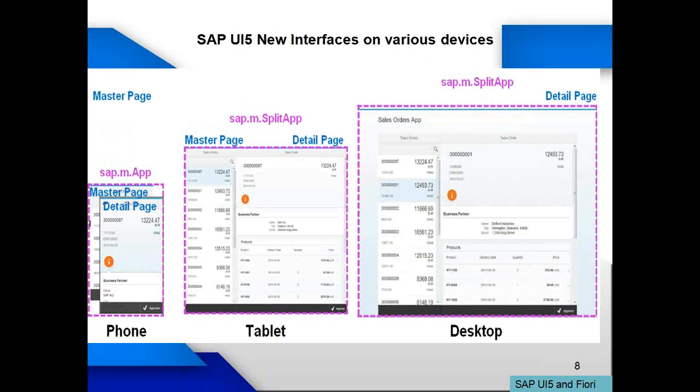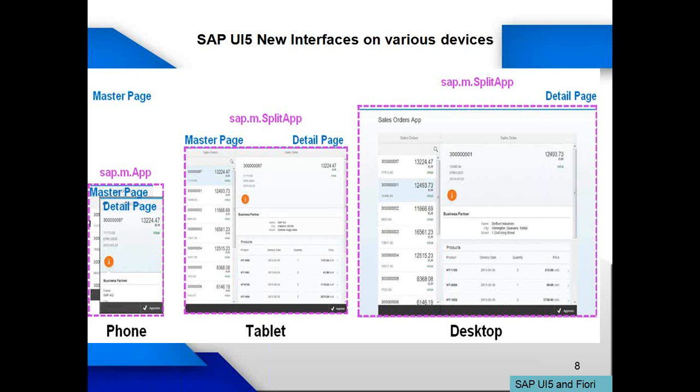On various devices, if you see, this is one of the applications, a sales order application. The same application is being accessed by three devices: one is a phone, one is a tablet, and one is a desktop. The same application is presented in a different way according to screen size. If you observe the phone, it occupies the entire screen space, so based on your user inputs, the content flows to the next screen.